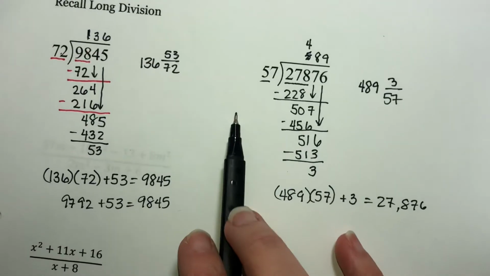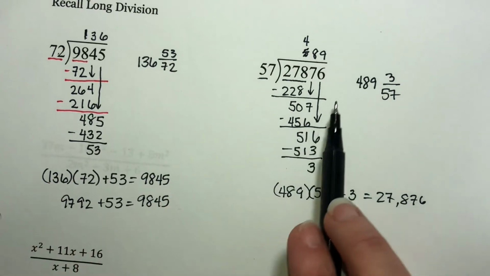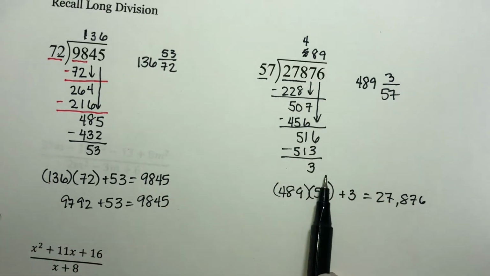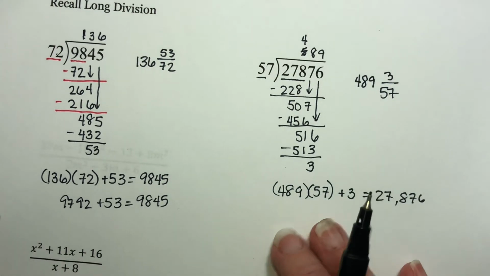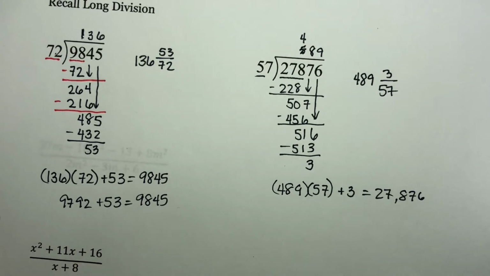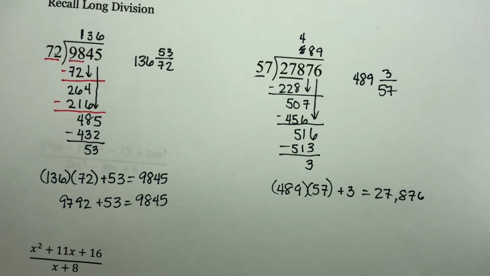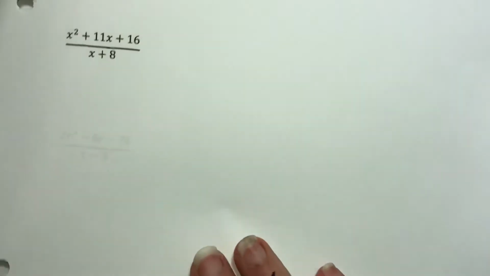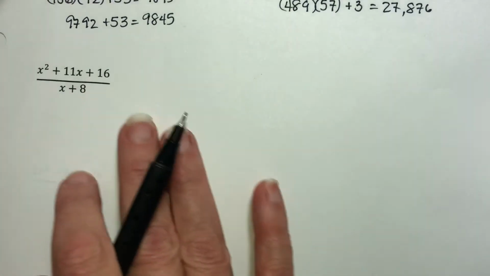Notice one of the things that can happen is if you aren't being neat as you go along, you can miss bringing down some numbers. It's very easy to do. So when you set up these long division problems with variables, you want to give yourself enough space. You want to space things out more than you really think you need to, so that you won't lose things.